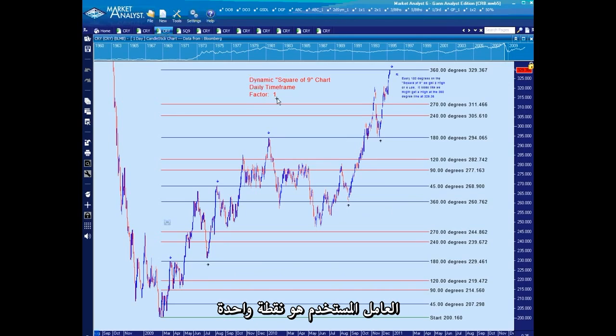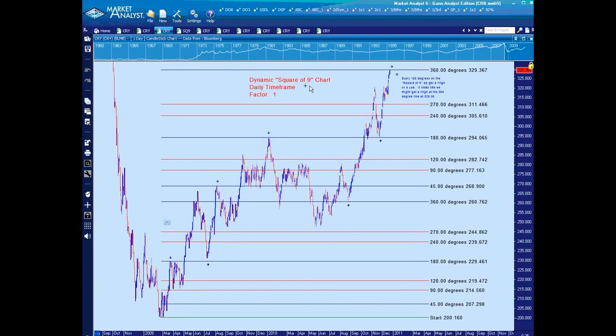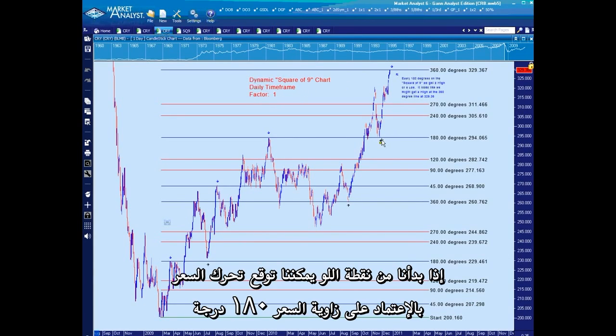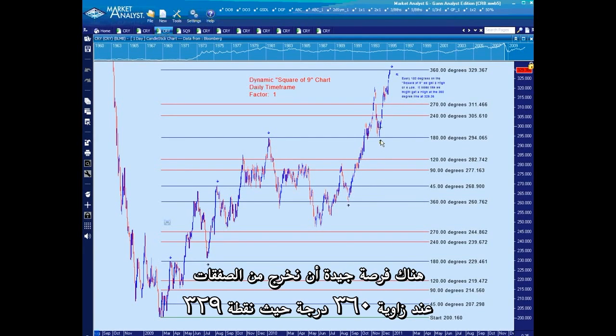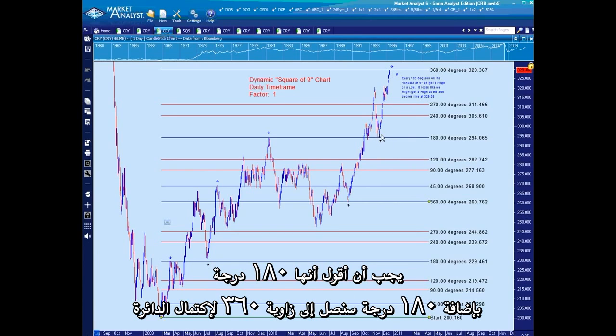The factor we're using is 1 point. We're looking at the daily time frame. We're looking at the daily square, the dynamic square of 9. So if we go from here, we found a low here, we can actually forecast to some extent, because we've been doing these 180-degree cycles. There's a good chance that we might stop right here at 329, which is 360 degrees above this point at 294. I should say it's 180 degrees. This is 180 degrees. Another 180 will take you to 360. So halfway around the circle.